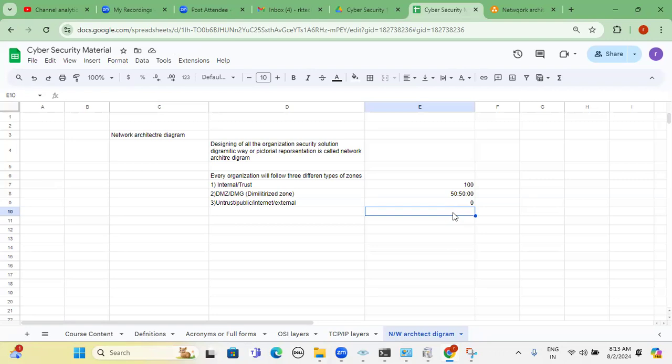He should not steal our data. Wherever we deploy data, the internal zone must always be safe and secure, and we have to make sure data exploitation does not happen. That's why it's 100, and the DMZ is 50-50 in between. The next one is untrust. Obviously the attacker will sit in the public itself, so it's a 0 score.